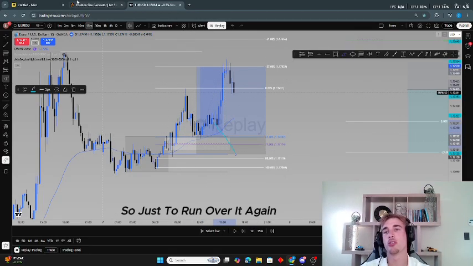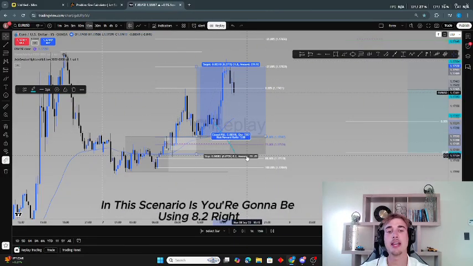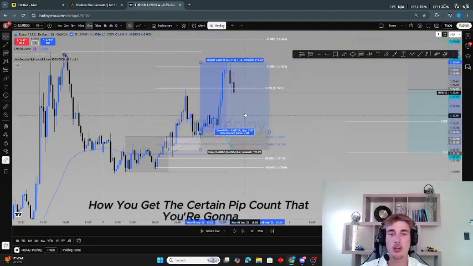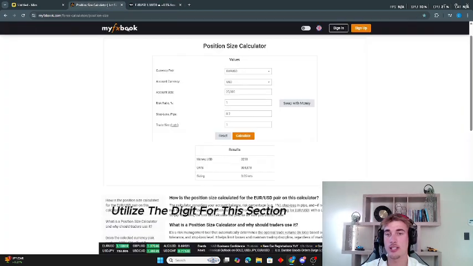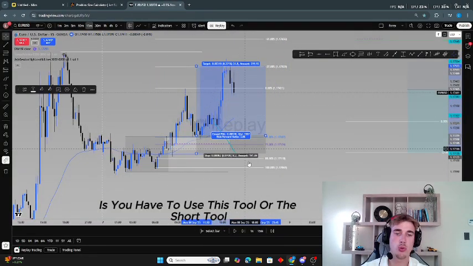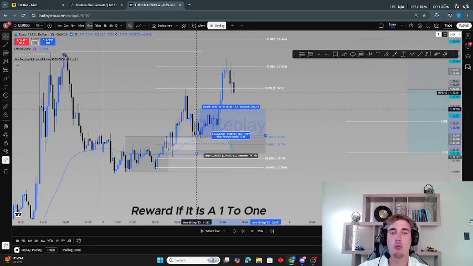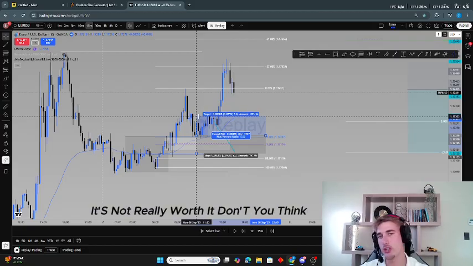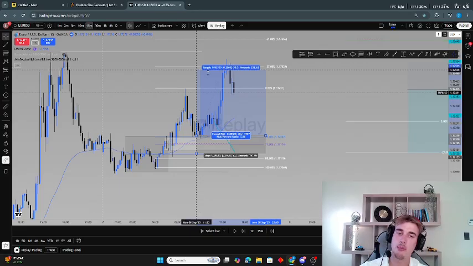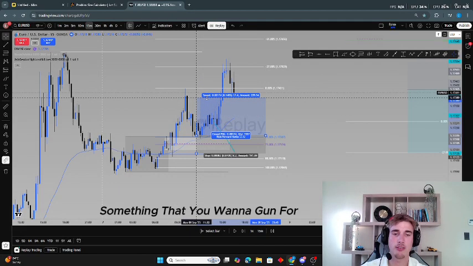Okay, so just to run over it again, what you're going to be utilizing in this scenario is you're going to be using 8.2, right? How you get the certain pip count that you're going to utilize the digits for this section is you have to use this tool or the short tool. You're going to take this, you're going to measure out your risk reward. If it is a 1-to-1, it's not really worth it, don't you think? If it is a 1-to-2, it's worth it. If it's 1-to-3, it's worth it. But anything below a 1-to-2 is not really necessarily something that you want to gun for.